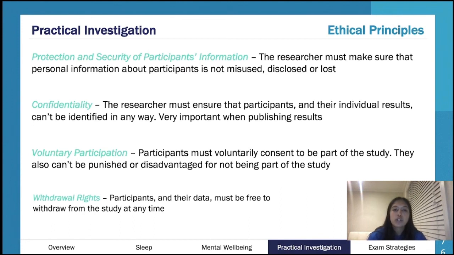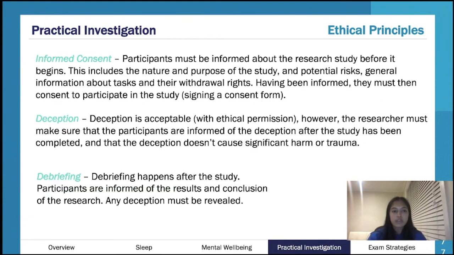Voluntary participation. You can't coerce someone into participating. They should be doing it willingly. At the same time, they should be able to leave when they want to. So none of this kind of like, I'll charge you money if you withdraw or anything like that. You should be able to join and leave as you please.